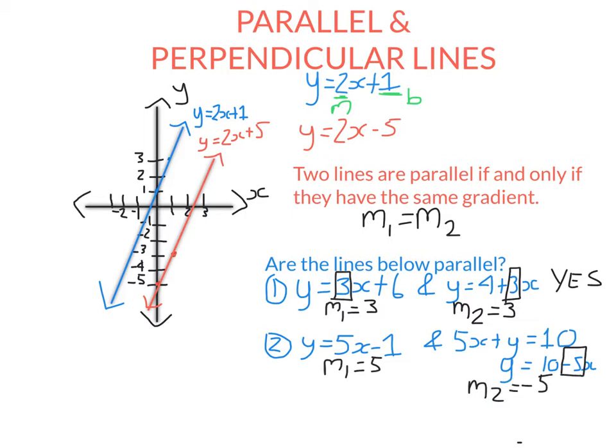So these two lines actually don't have the same gradient. So I can tell without even graphing them that no, they will not be parallel. In other words, these two lines will actually meet at a point. Alright, I'm going to rub this off. Please pause and copy down if you need, and we'll look at perpendicular lines.